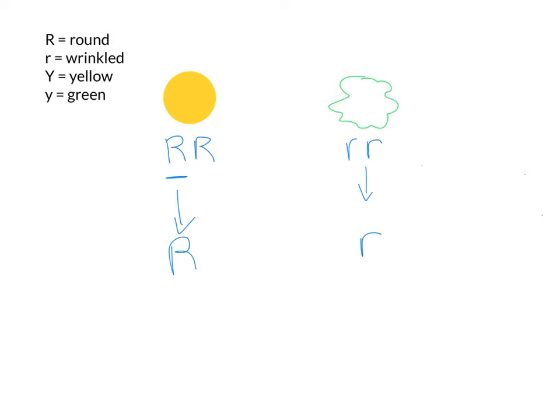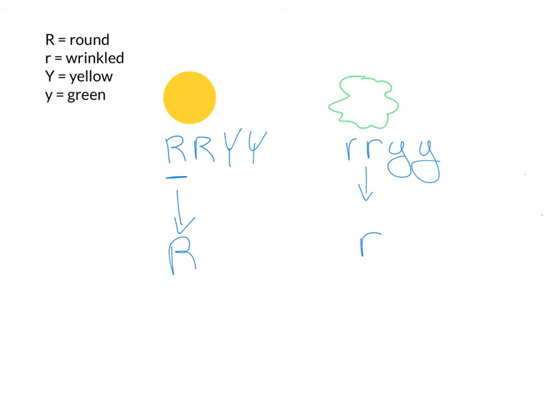Okay? So Mendel wondered, well, what if I add in a second trait? Would that impact how that second trait is inherited? In other words, would the round gene impact the color of the pea seed as well? So then he looked at that as well. And this is where things get tricky.